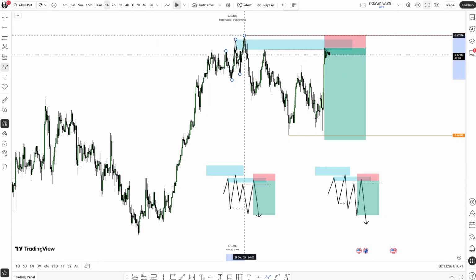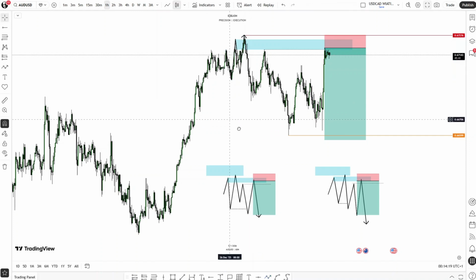After sweeping liquidity, we have a market structure shift. In this case, it can be a break of structure or a market structure shift, still the same thing, right? Just in case you guys don't know, a break of structure occurs in a trending market. A market structure shift occurs when the market shifts. Sometimes you call it change of character. It's still the same thing.